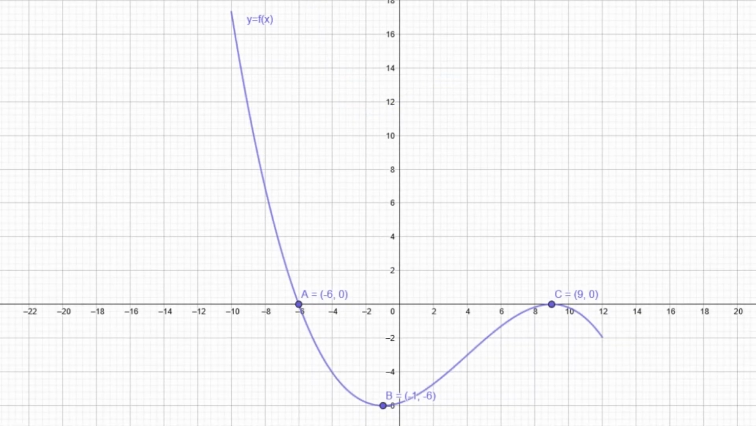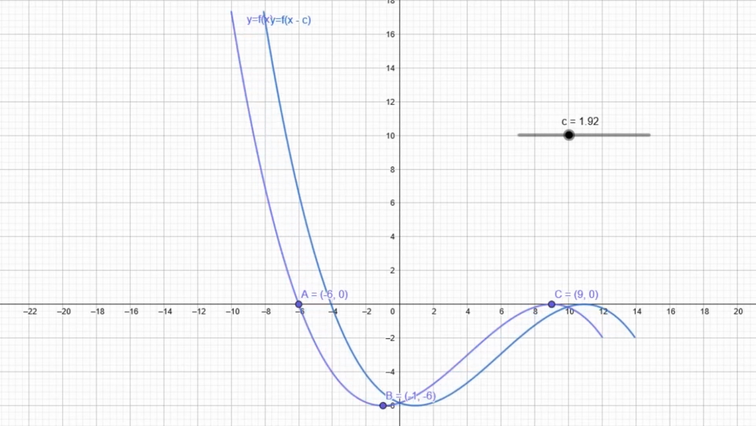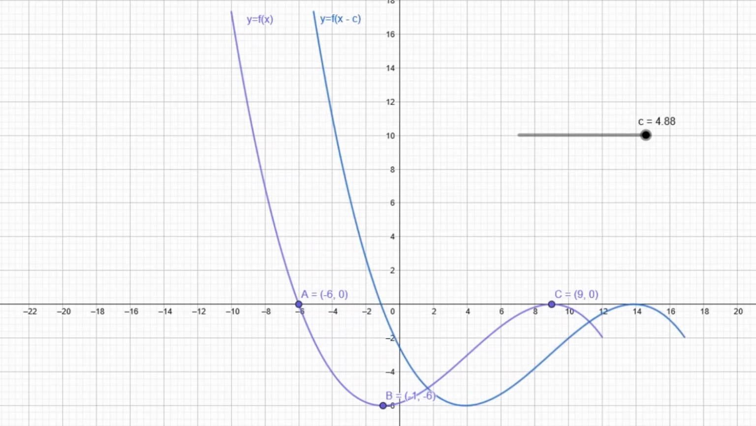Let us bring up our new curve and the value of c. If c is 0, then the two curves will coincide. Let's increase c up to 5. Indeed, the curve does move 5 units to the right.